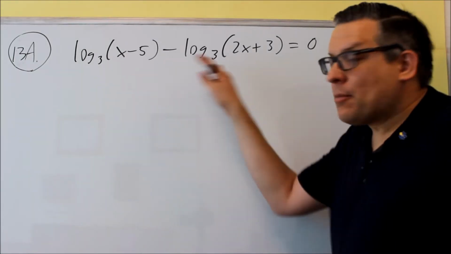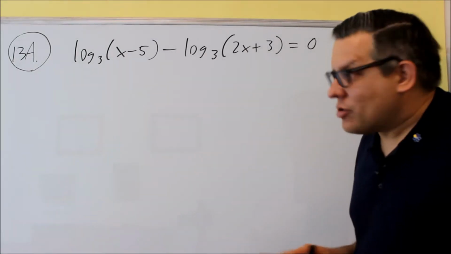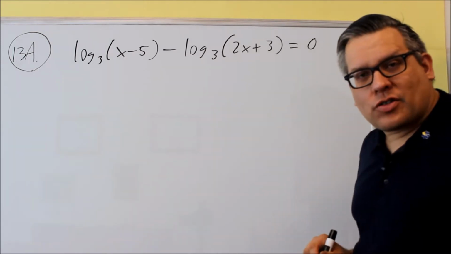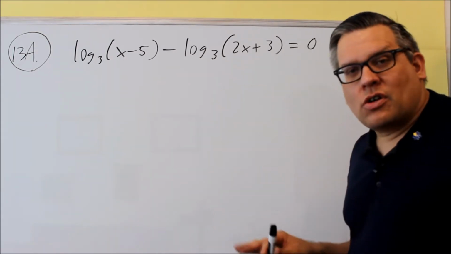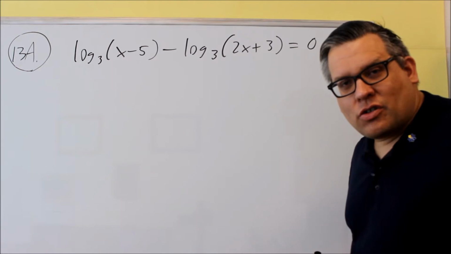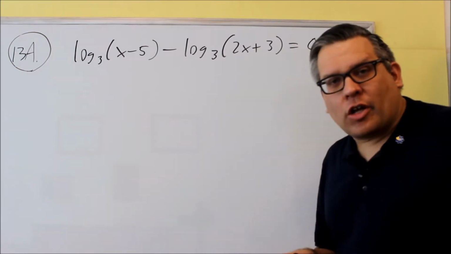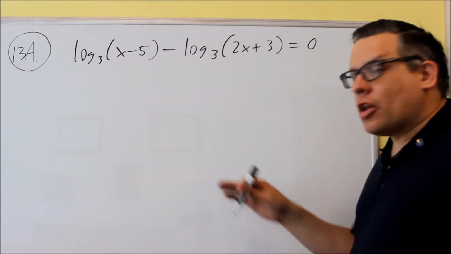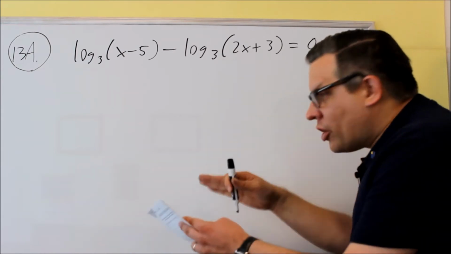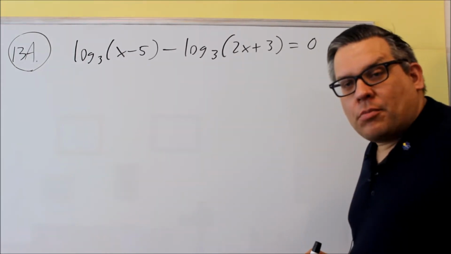Number 13 is going to be a problem where you have to solve a log equation. So you see a minus or a plus there, and you're going to use log rules to combine this together first. So we're going to be going the opposite way than we did for the previous problem. The other one was expansion, so now this one you're putting them together into one.